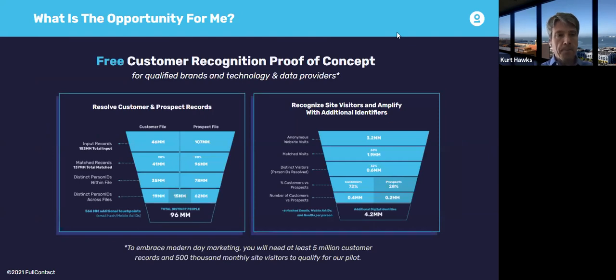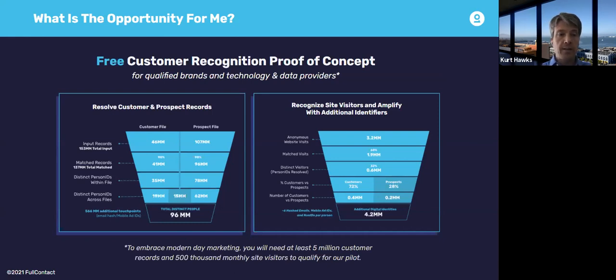So I know we've gone through a lot of different things in this discussion so far. What we wanted to do is frame up an opportunity for everyone here to understand what opportunity identity resolution means for me. How do I know there's a there if I'm sitting in the audience? And what we can offer here is a free proof of concept. And what does that mean? That means around the crawl and walk stage.